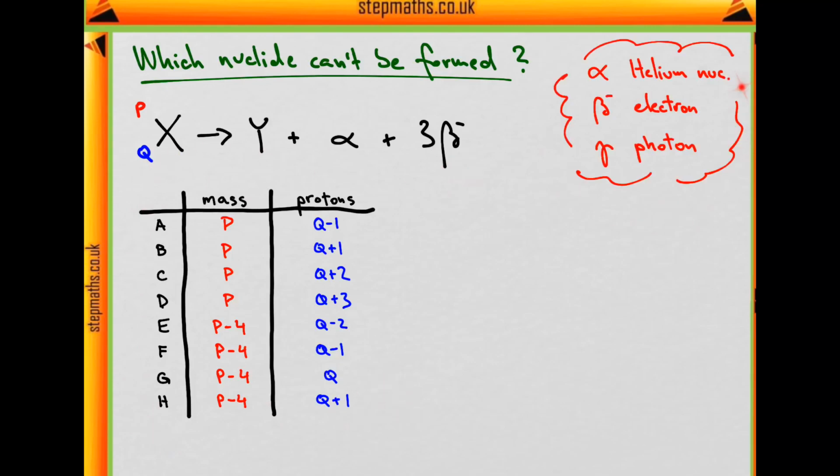So here is a little reminder of the 3 types of radiation. Alpha is a helium nucleus, beta minus is an electron, beta plus is a positron, and gamma is a photon. But as it turns out, we don't actually really need that to solve this question.